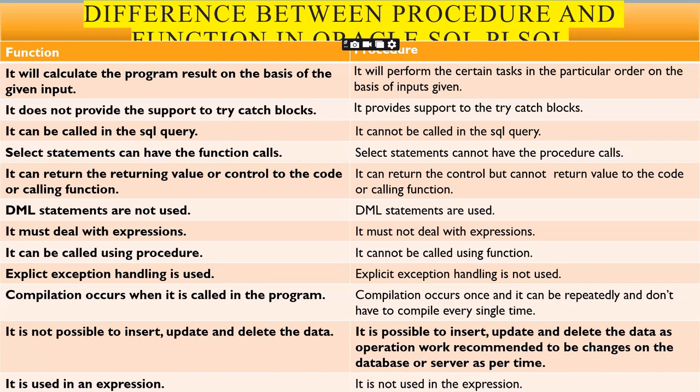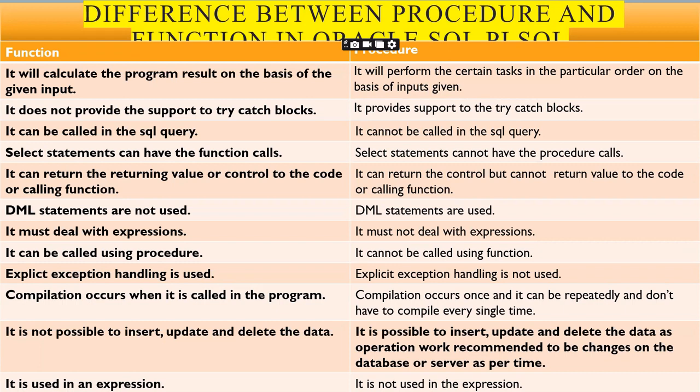Now the key differences between function and procedure. A function calculates the program result on the basis of the given input. A procedure performs a certain task in a particular order on the basis of input given. Second, a function does not support try catch blocks; a procedure supports try catch blocks. A function can be called in a SQL query; a procedure cannot be called in a SQL query.